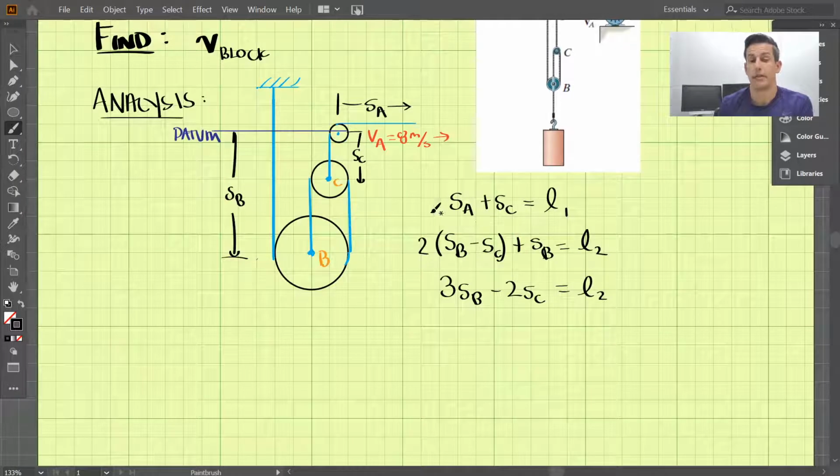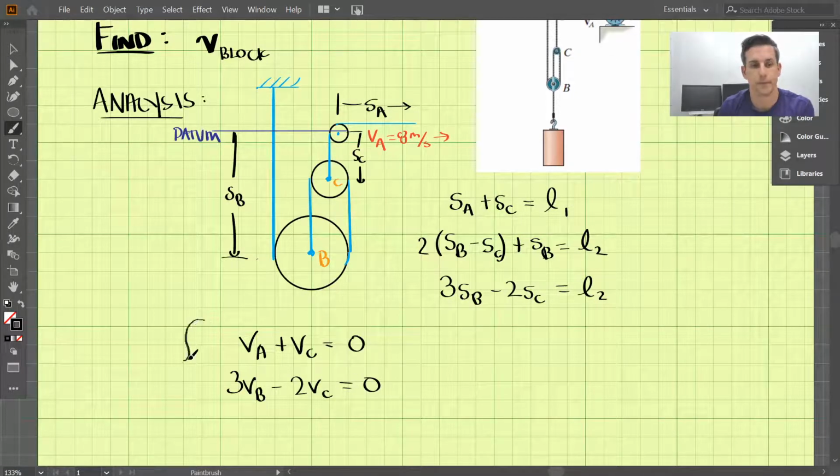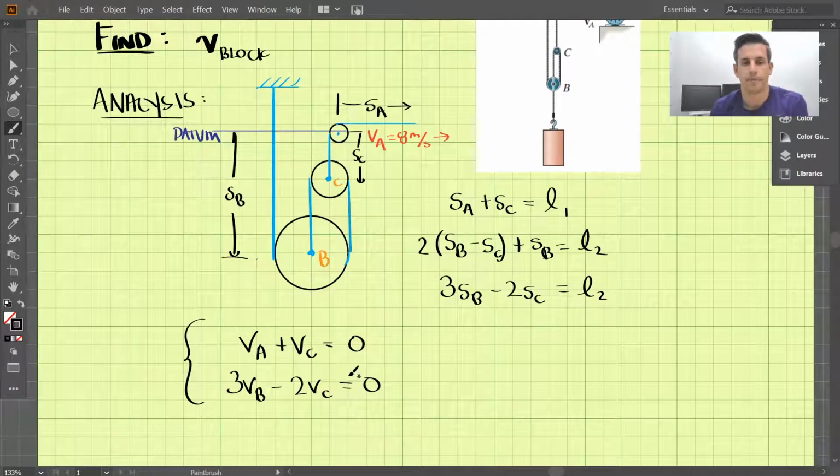Now we'll work on taking the derivatives to find the velocity. We'll take the derivative of the equation for the first cable, and we get VA plus VC equals 0. And taking the derivative of the second equation, we have 3VB minus 2VC equals 0. So the goal is to relate VA to VB. VB is actually attached to this block here, and that's what we're trying to figure out.